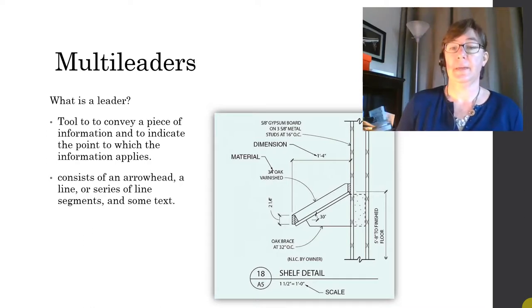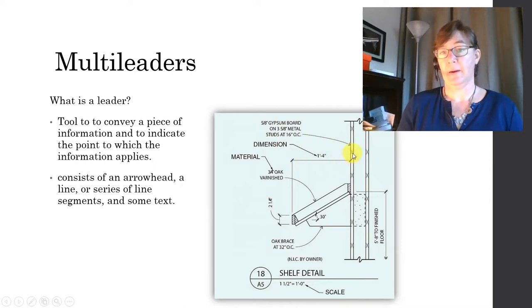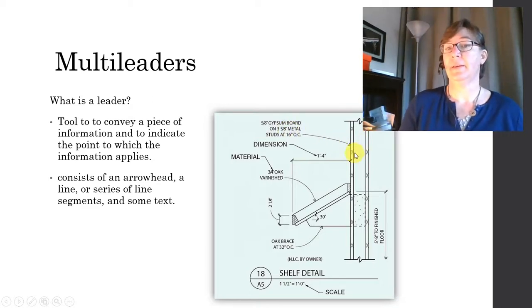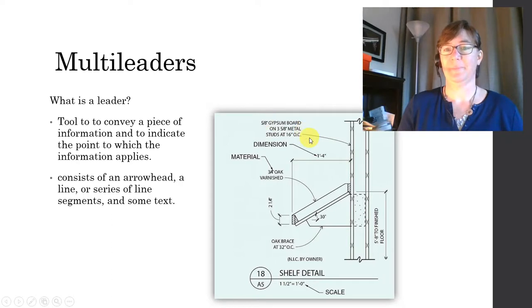So let's take a look at this example that we saw earlier. This piece of information is a leader, and it consists of the arrowhead, which points, the line connecting the arrowhead to the text, and the text, which holds the information. This particular leader is a curved line. That's one style that some people use.